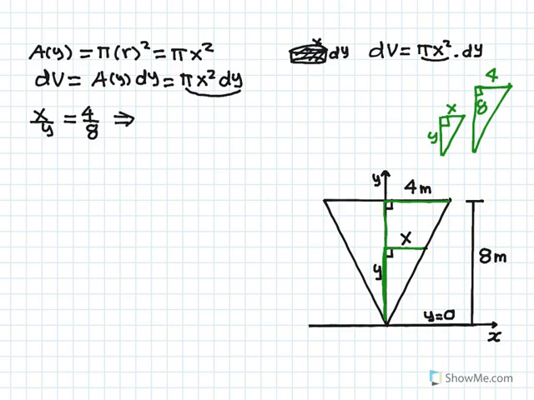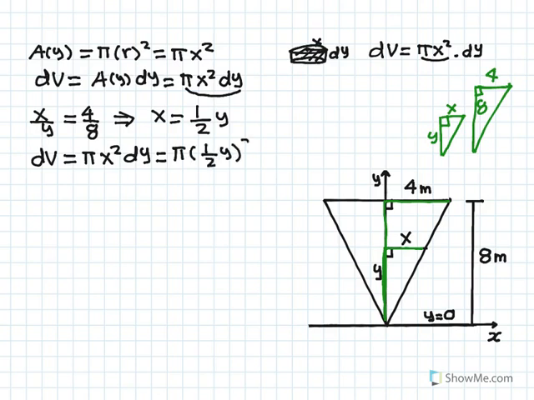If you solve for x in terms of y, we get x is equal to 1/2 y. The differential volume is equal to pi x squared dy, the cross-sectional area times the change in height. This is equal to pi times (1/2 y) all squared times dy. If we simplify this, dV is equal to pi over 4 y squared dy. This is the volume of one of these discs that has to be pumped over the top. This is the volume of a thin disc of water.